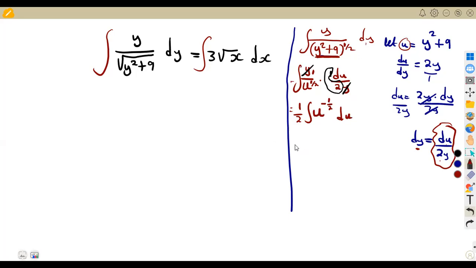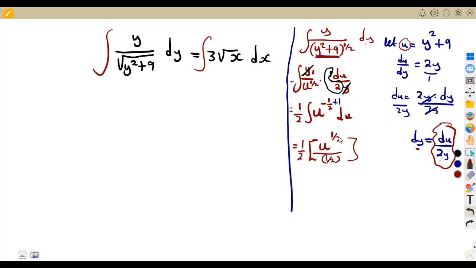All right, so meaning to say, this is going to give us a half multiplied to, we can integrate. So remember, on our integral, we add 1 in this case. So that's minus a half plus 1, which is going to give us u to the exponent of a half over the new exponent, which is a half in this case.